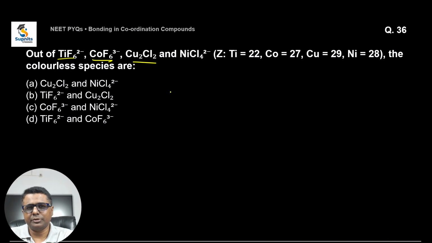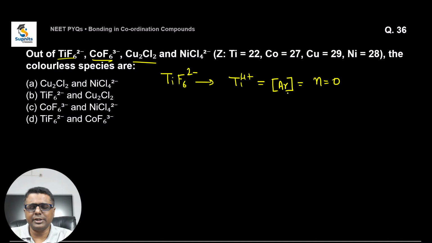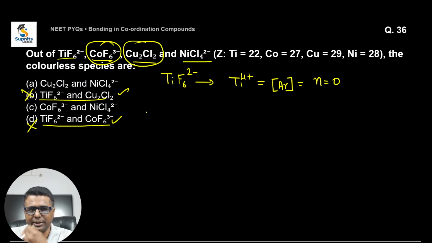No need to do it one by one, do it directly. First of all, let us do TiF6 2-. Here Ti will be 4+, so this is titanium 4+, which is nothing but an argon configuration, so the number of unpaired electrons is equal to 0, right? So in that case it will not have any color. So this option cannot be it, and Cu2Cl2 also cannot be it. So let us check NiCl4 2- first.